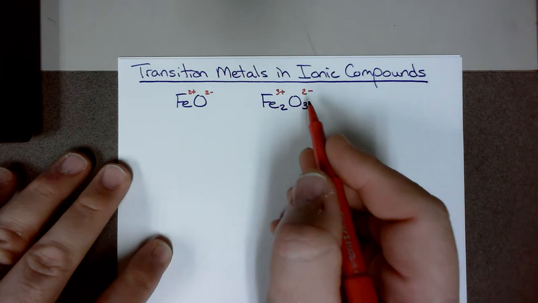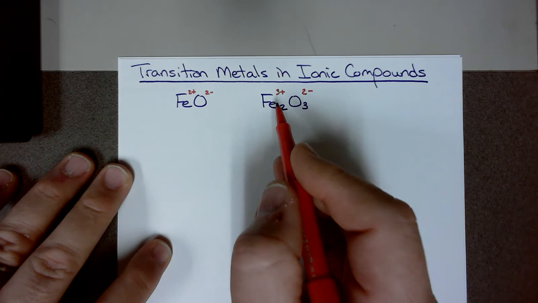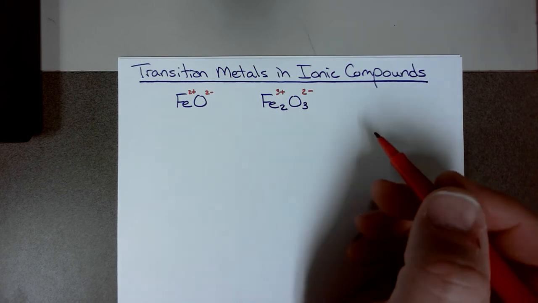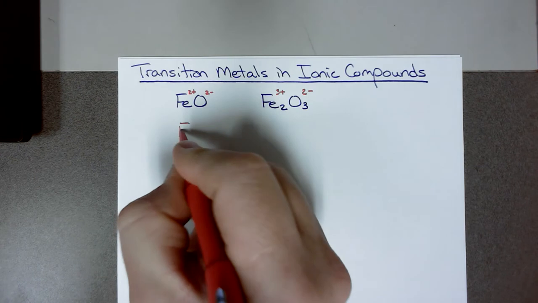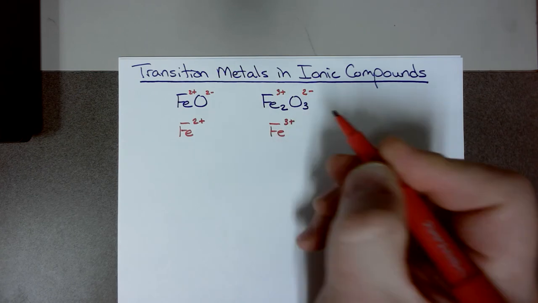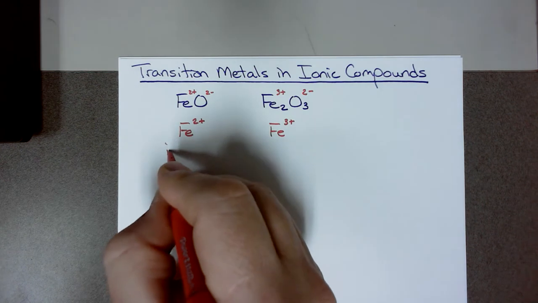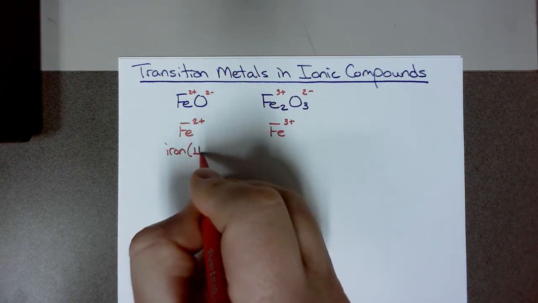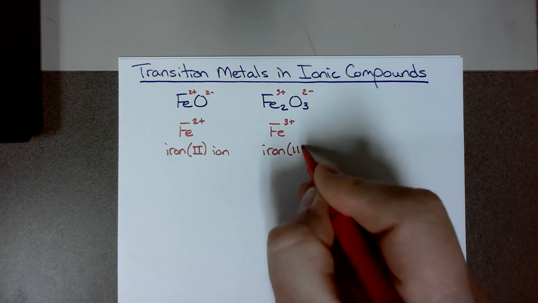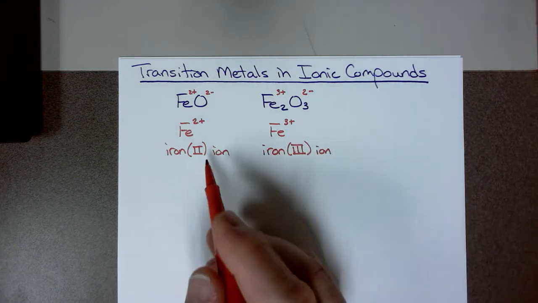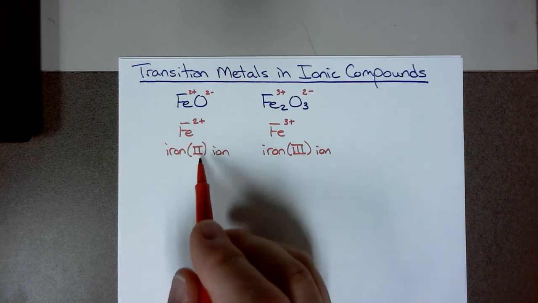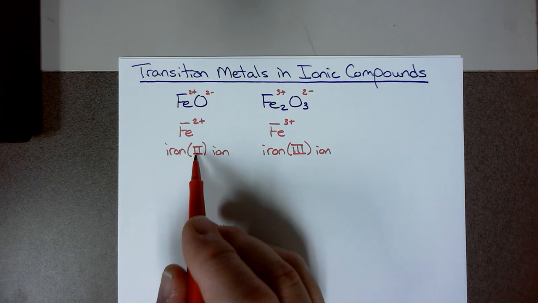Okay, so oxygen has the same charge. Now we notice that the iron has a different charge, and that's what we're going to use to name the ionic compounds with transition metals. So here we have an iron ion with a 2 plus, and this is an iron ion with a 3 plus. The way we would name this ion is that we'd say this is iron, and then we'd use a Roman numeral to indicate the charge: iron 2 ion, and this would be an iron 3 ion because it has a 3 plus charge. Now remember, this Roman numeral does not tell me how many atoms of iron there are. It tells me the charge of the iron. So this is a 2 plus iron and this is a 3 plus.